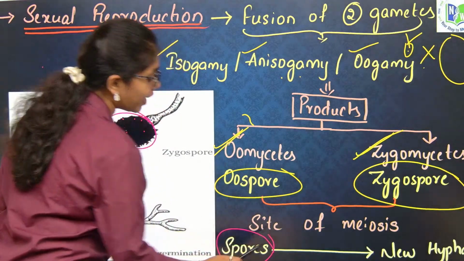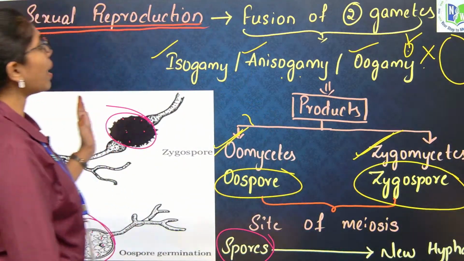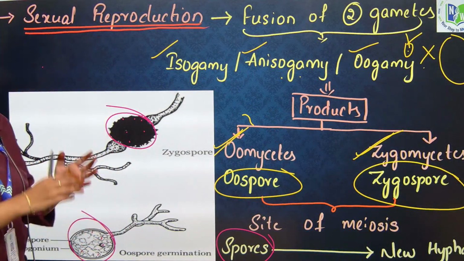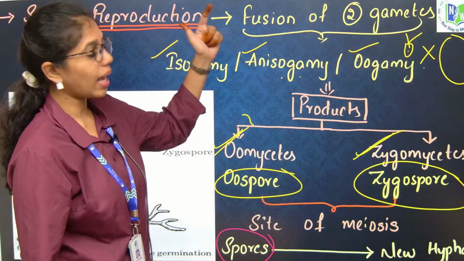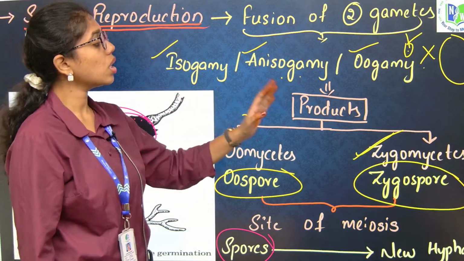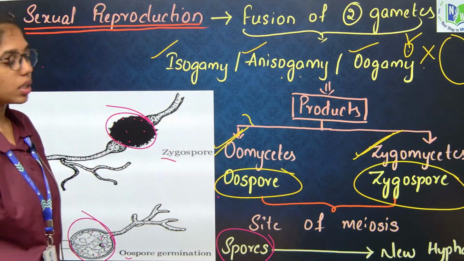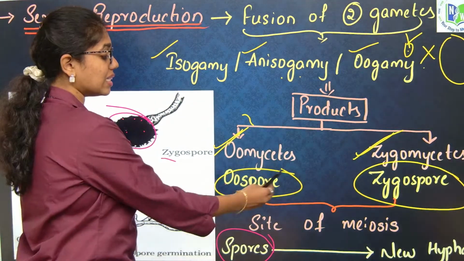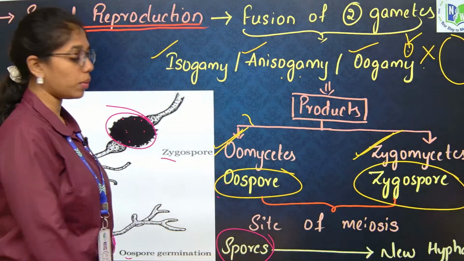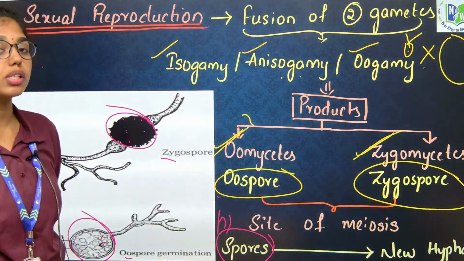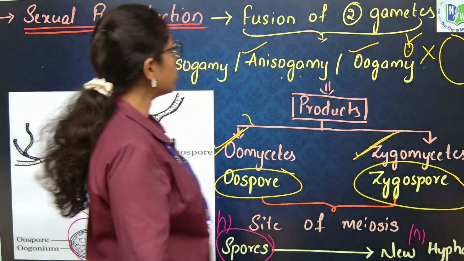Spores landing onto the suitable substrata will again germinate into new hyphae. So, this is all about the sexual reproduction in Phycomycetes. What happens? Fusion of 2 gametes can be through any of the means, either isogamy, anisogamy or oogamy. Post fusion, this results in the products zygospore and oospore. Oospore in Oomycetes, zygospore in Zygomycetes, where this is the site of meiosis, which helps in the formation of haploid spores. These haploid spores landing onto the suitable substrata will give rise to a new haploid fungal body. Okay?